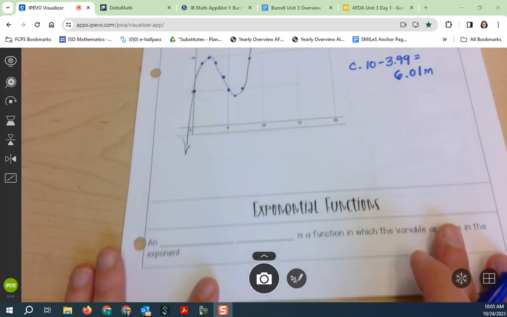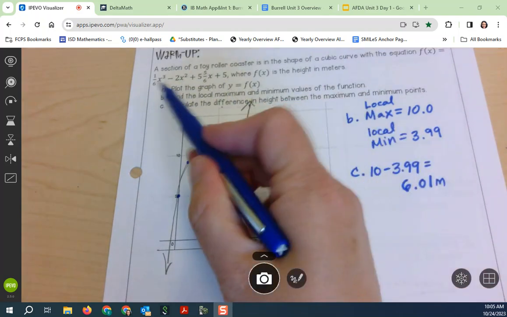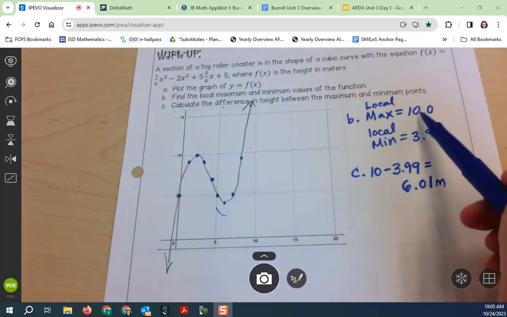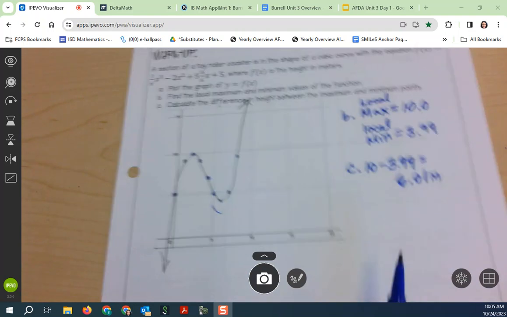All right, just for absent people, this is what our warm-up looked like. We graphed this in our calculator. We looked at the table of values to graph the points, and we used the maximum and minimum functions on the calculator to find the y values of the maximums and minimums and then subtracted them.